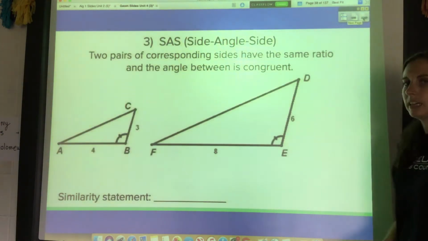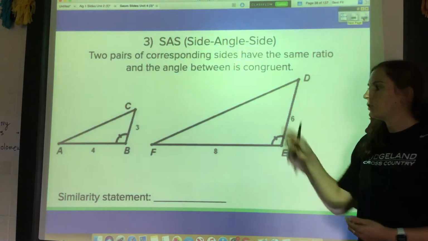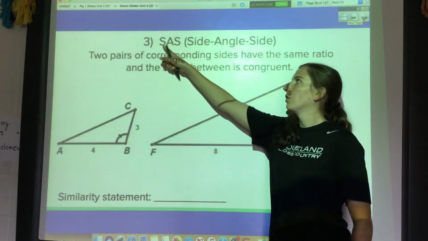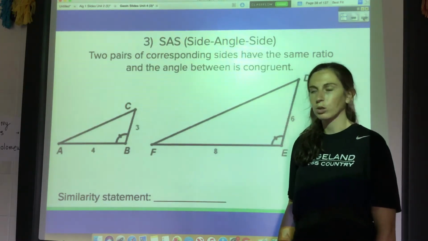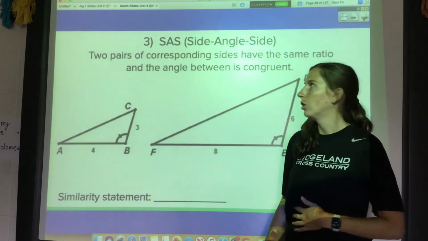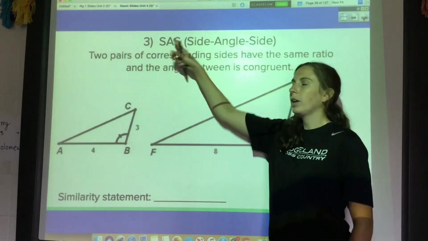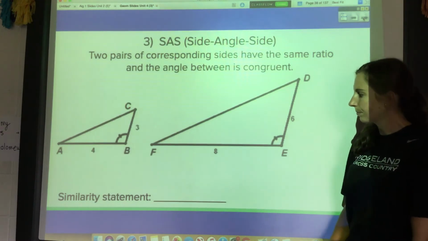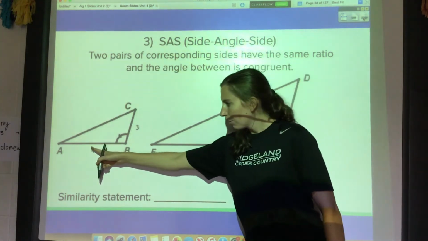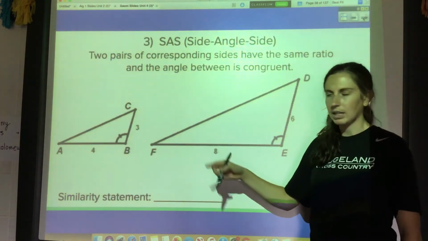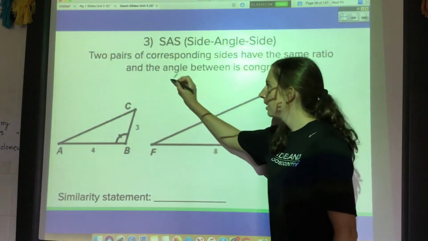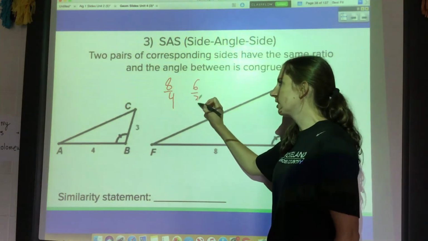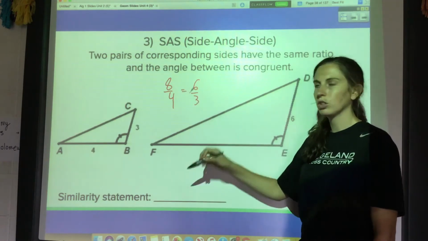All right, the last one, and this is the final way that you can prove that two triangles are similar, is if you have two pairs of corresponding sides where they're proportional. They don't have to be congruent, just proportional. And the angle in between them is congruent. So for example, do you see how on this one we've got 4 to 8, or if you like doing the bigger one on top, that's fine, 8 to 4. And we've got 6 to 3. Are those the same ratio? Yeah, they're both just 2.